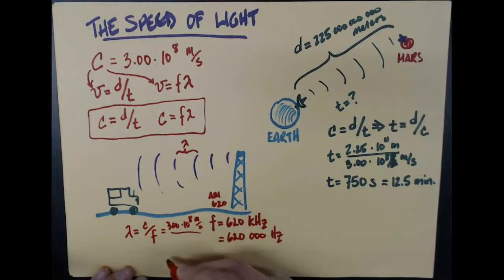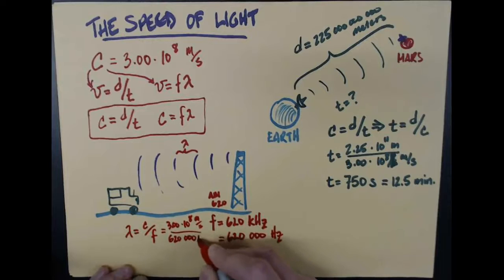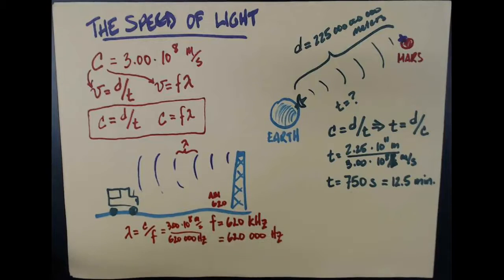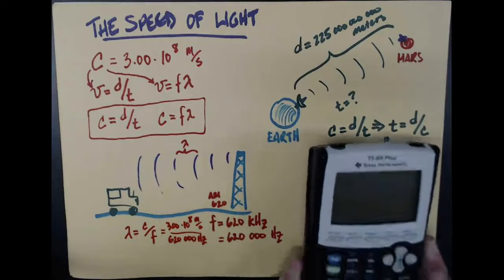And I can divide that by the frequency, which in this case is 620,000 hertz. Hertz is another way of saying 1 over seconds, and so those seconds are going to cancel each other out in this case, and we're going to be left just with meters, which makes sense for wavelength. So I'm going to go ahead and get out the old trusty calculator again. We're going to see how this works.